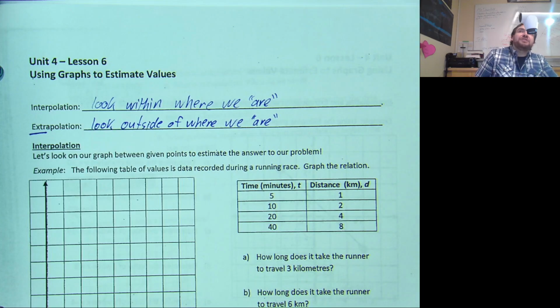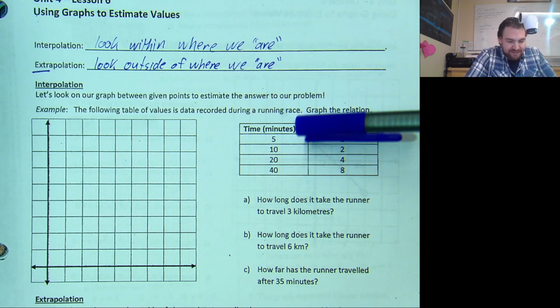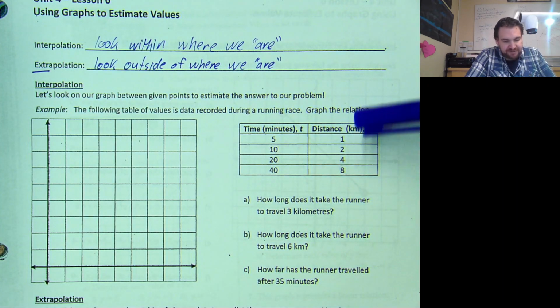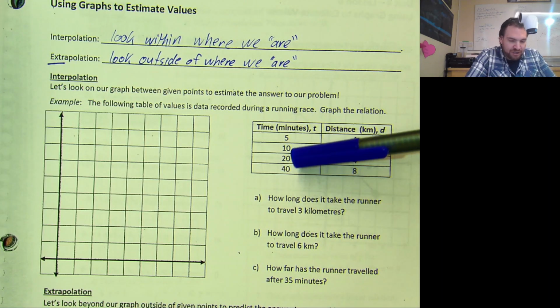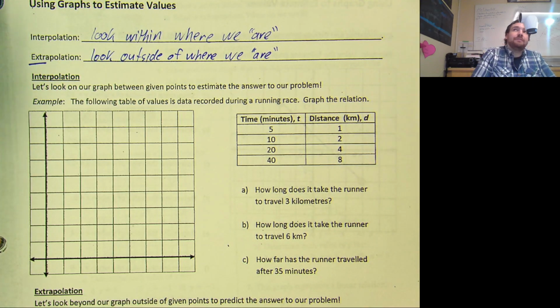So let's do that. Let's interpolate first. So let's graph this thing. I've got data. The following table of values is data recorded during a running race. Time is in minutes, distance is in kilometers. For 5 minutes, 1 kilometer, 10 minutes, 2 kilometers, 20 minutes, 4 kilometers, 40 minutes, 8 kilometers.